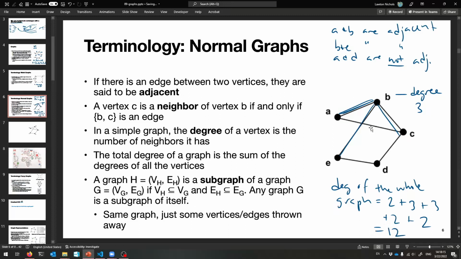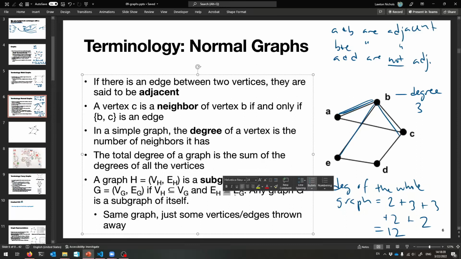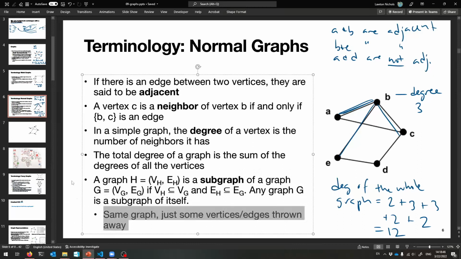So that is that. If you have a graph, you can make a smaller graph out of an existing graph. That's called a subgraph. So you make a graph with vertices and edges that are both subsets of the original graph G. So H is a subgraph of G if the smaller vertices are a subset of the original vertices and the smaller edges are a subset of the original edges. And it's subset or equal to, so a graph is also a subgraph of itself. It's like a less than or equal to relation. So a subgraph just means you take the same graph and you throw some vertices or edges away.